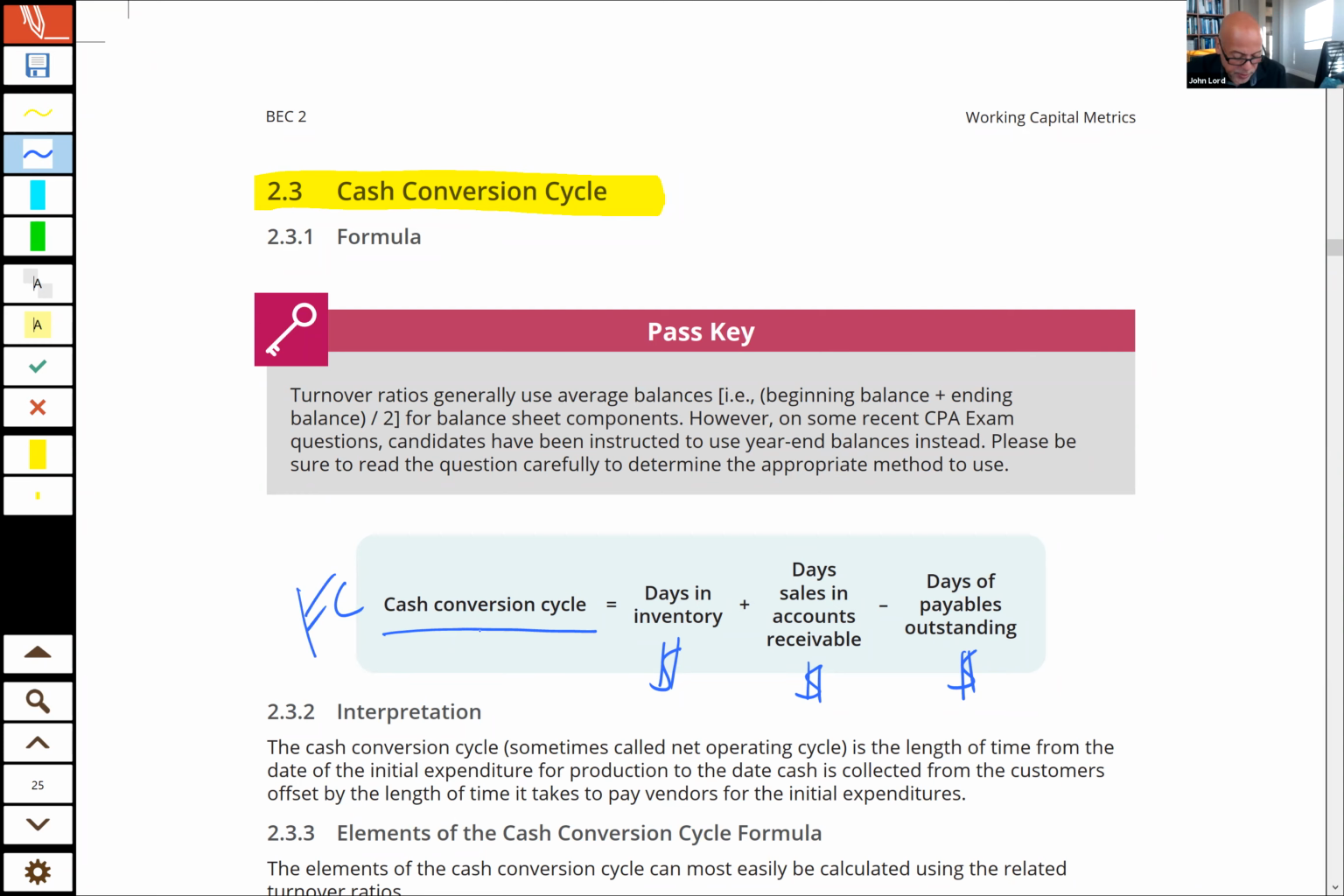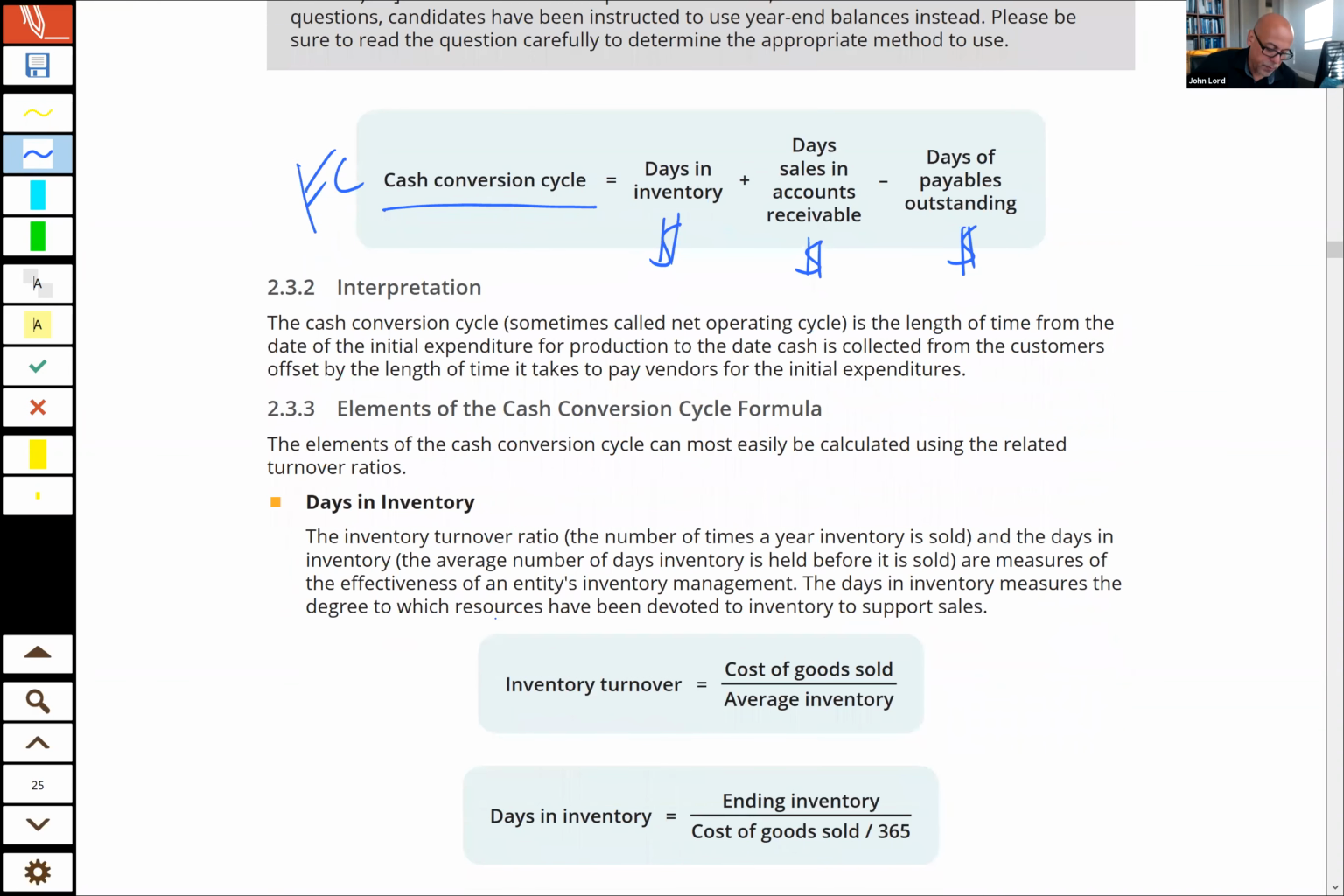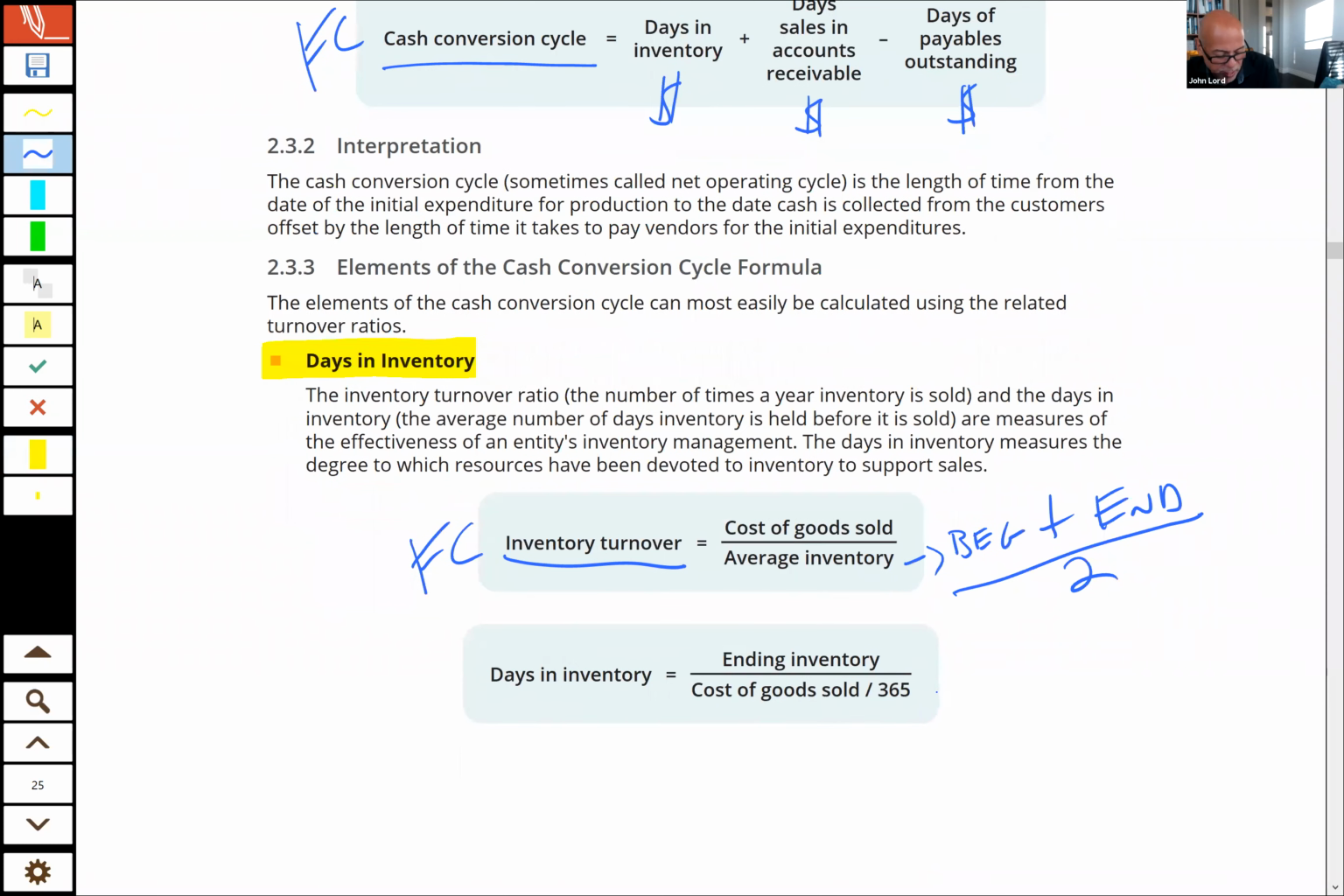Now we're going to need to be able to calculate each one of these elements using these formulas down here. So, days in inventory. You first have to calculate your inventory turnover. So flashcard that. That's cost of goods sold divided by average inventory. I'm not going to keep doing this, guys, just one more time. Beginning inventory plus ending inventory divided by two is average. So when they ask for the average, just remember to do that. And then once you know how many times you turn your inventory over, if you want to get your days in inventory, take your, and guys, this could be average.